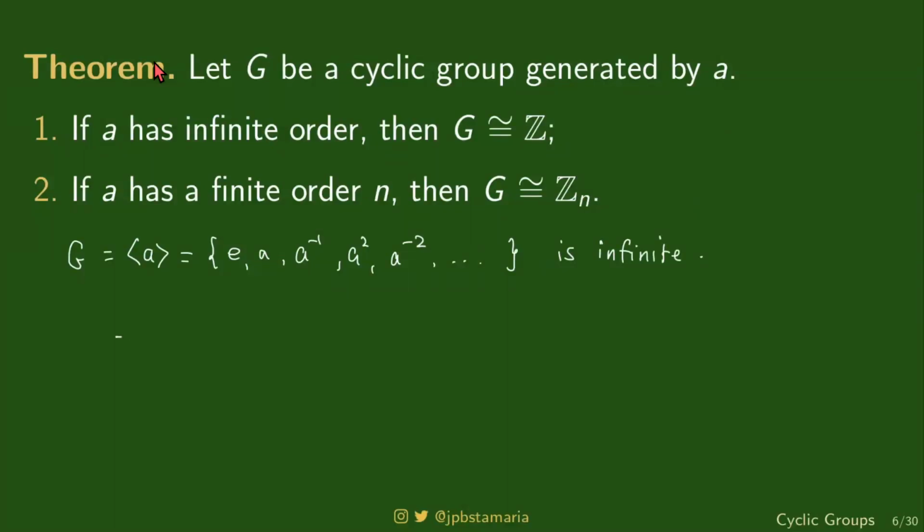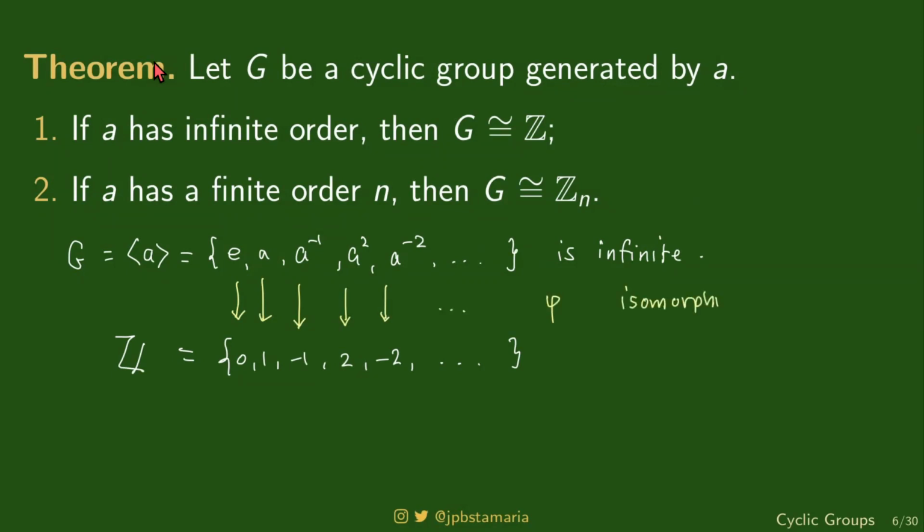Ito yung isomorphism. I will show you the isomorphism. If this is the set Z, okay? Ay, sorry. 0, 1, negative 1, 2, negative 2, and so on. Where's the isomorphism? The isomorphism is this. Yung isomorphism natin is the function that takes a power a to the n to n. Papadala mo yung a to the n or i-associate mo lang siya dun sa exponent. It will be an isomorphism.